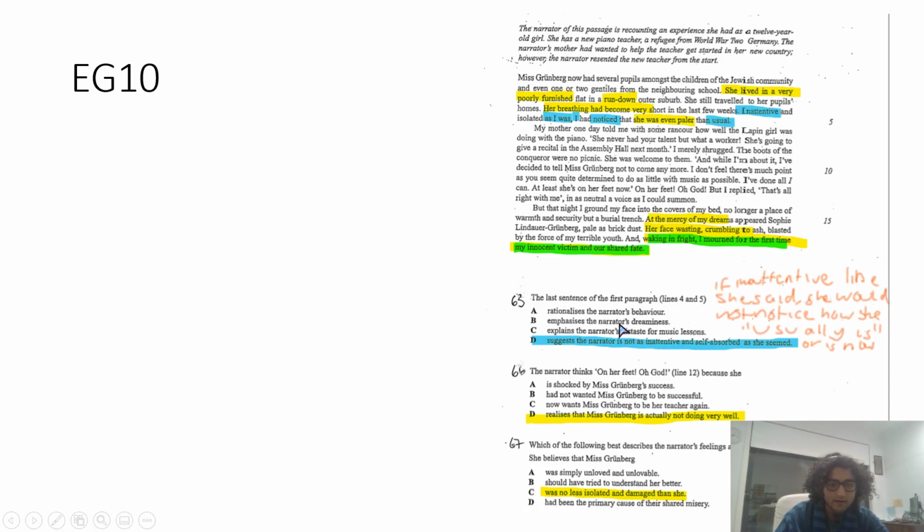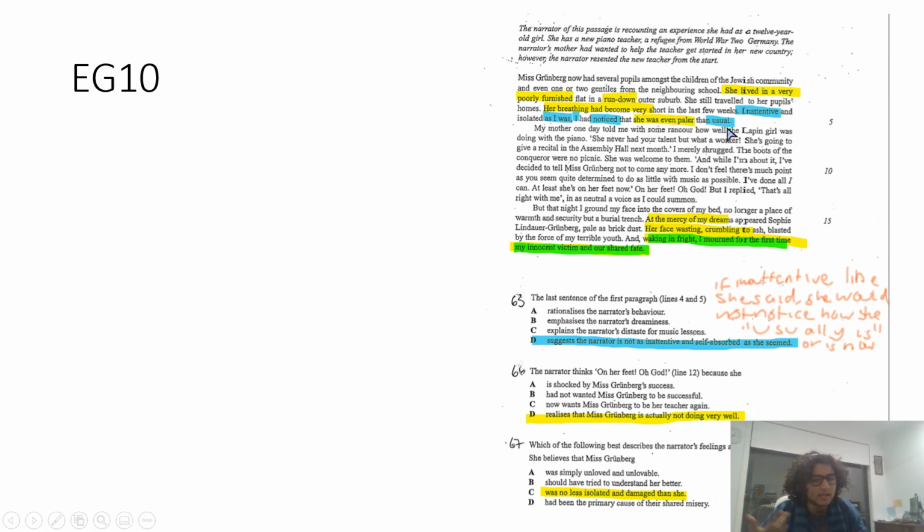The last sentence of the first paragraph, lines 4 and 5, suggests what? Well, what are the last sentences? Her breathing had become very short in the last few weeks. Inattentive and isolated as I was, I had noticed that she was even paler than usual. So the girl who's narrating says she's inattentive and isolated, but she noticed that she's even paler than she usually is.